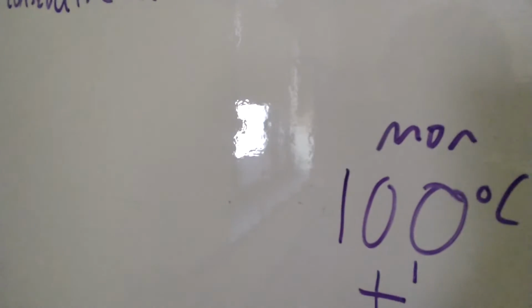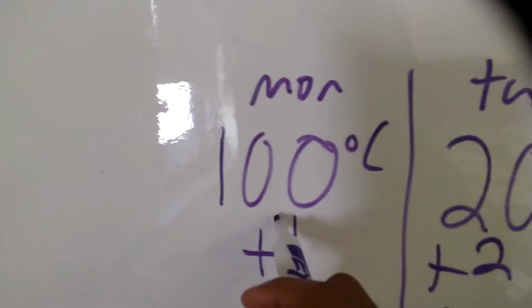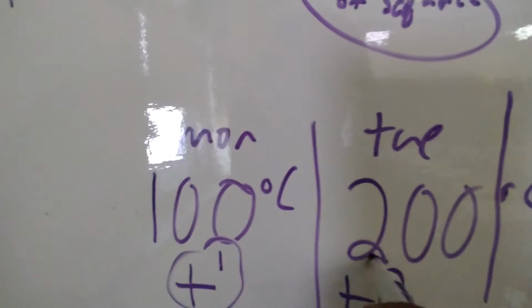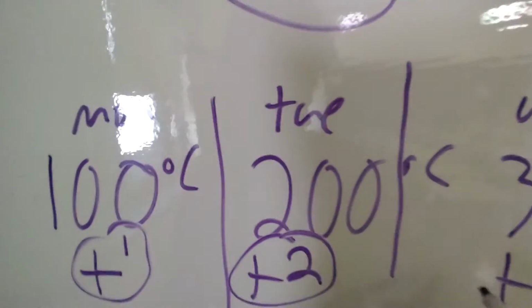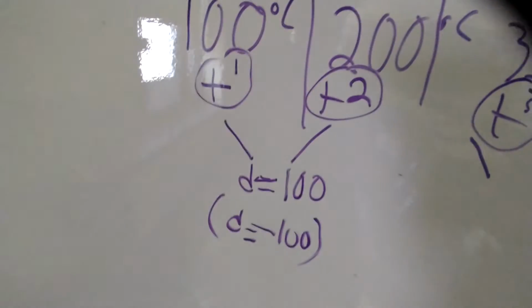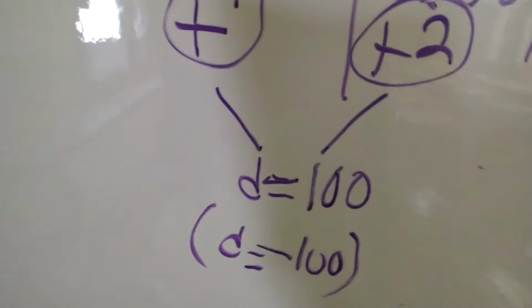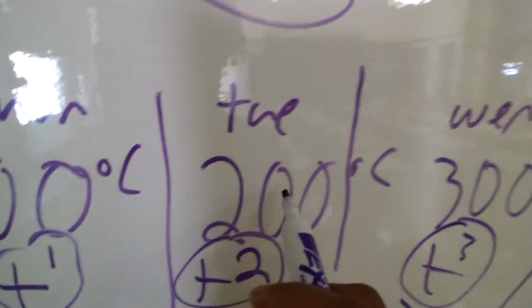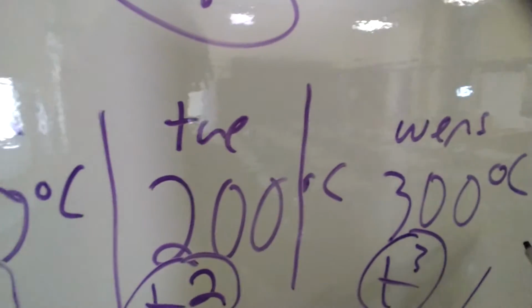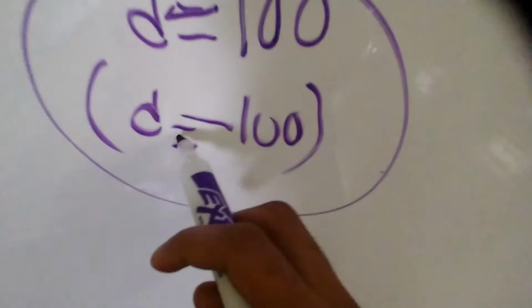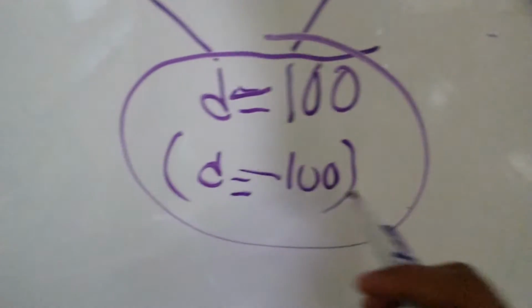As I said up here, the terms of sequence for the first day will be T1. The terms of sequence for the second day will be T2. The terms of sequence for the third day will be T3. And the common difference, as we can see, each day is increasing by 100 degrees. So this will be the common difference: D equals 100.